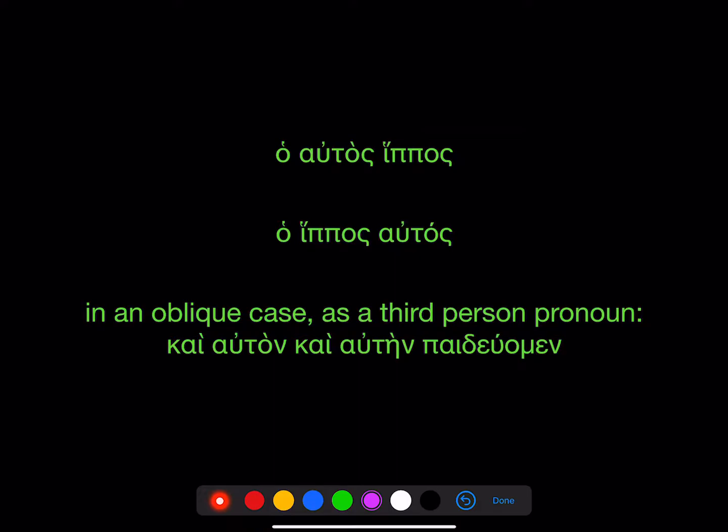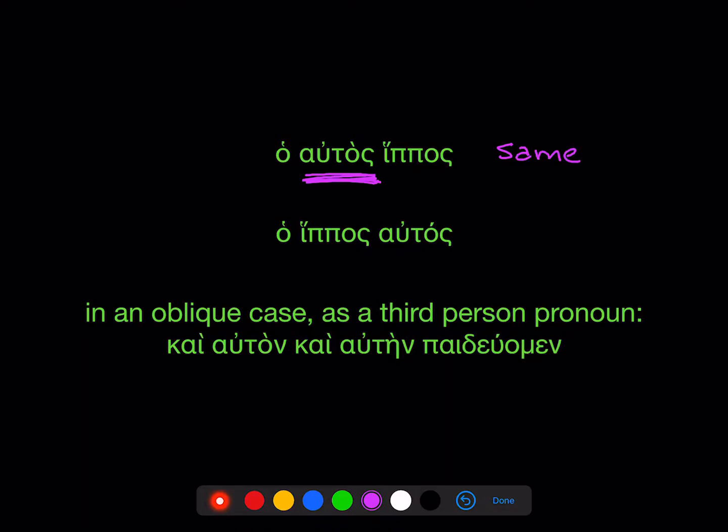And now we're going to look at the three basic ways we can use autos. First, in attributive position, it means the same. So ho autos hippos, the same horse, or ho hippos ho autos, the same horse, or the horse, the same one. So in attributive position, it means same.